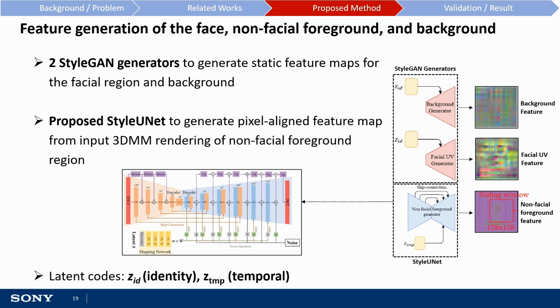In the feature generation stage, or the next stage, they divide the portrait region into three parts as discussed before. They use two StyleGAN-based generators to generate static feature maps for the facial region and background. For the non-facial foreground region, they propose a style unit to generate a pixel-aligned feature map from the input 3D rendering. Details on that are shared in the later slides. The facial feature map is generated in UV space, and the input latent code Z-ID is designed for pre-training, therefore generating different feature maps for different videos. They also incorporate a temporal latent code Z-temp as an additional input to the style unit.